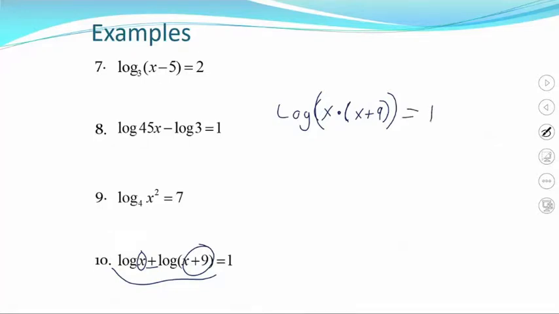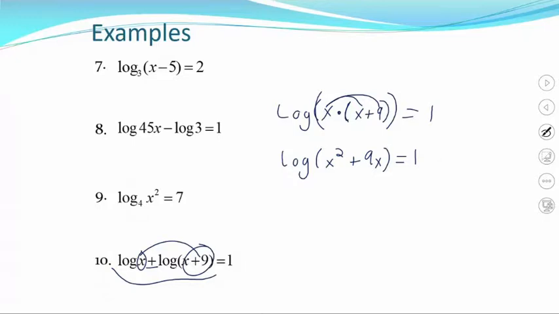Now notice, if I'm going to multiply x with x plus 9, I have to distribute this x to multiply it correctly. So it's going to be log, x times x will be x squared, and x times 9 will be 9x, equal to 1.